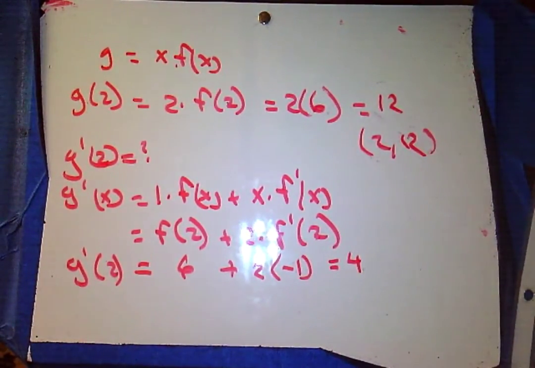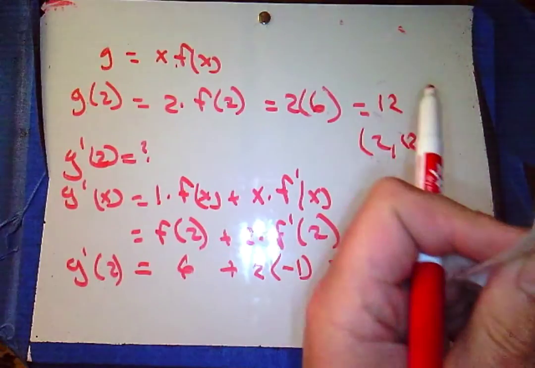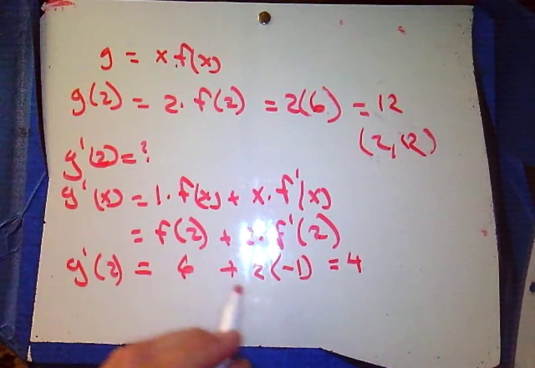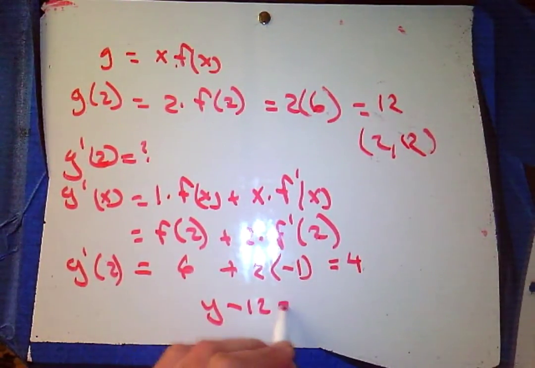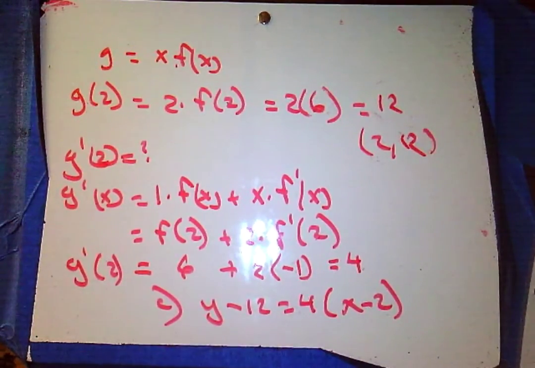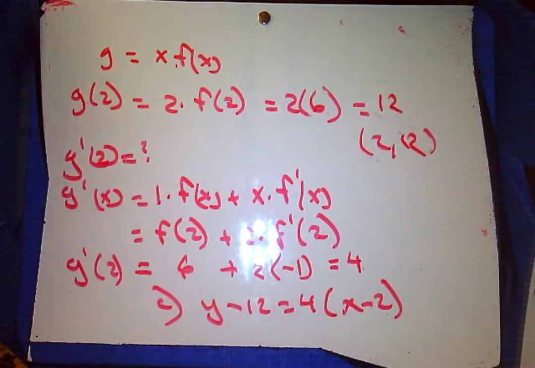G prime, part C. G prime of 2... I'm sorry, I'm on problem 4. There we go. G prime of 2 is 4, good, and g of 2 is 12, yes. So then my tangent line is going to be y minus 12 equals 4 times x minus 2, and there's part C. Part C for number 4.